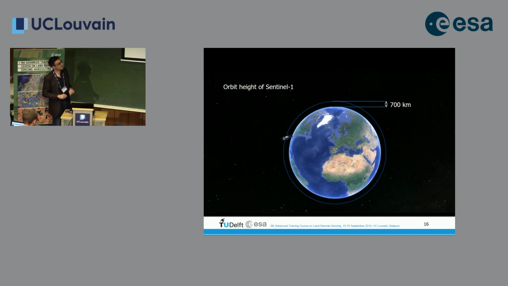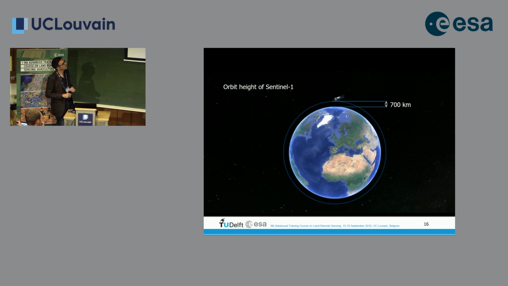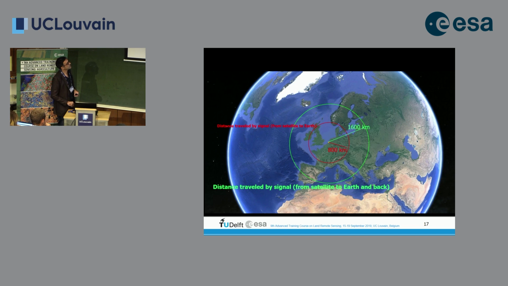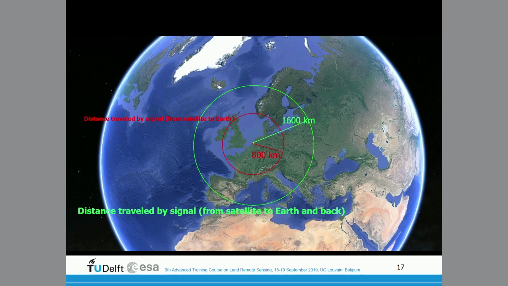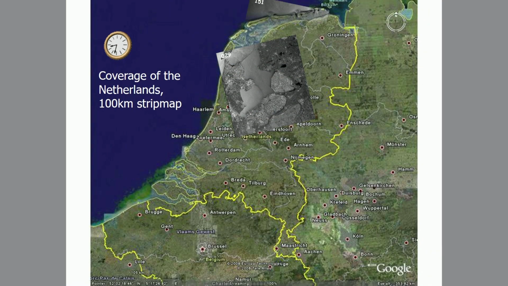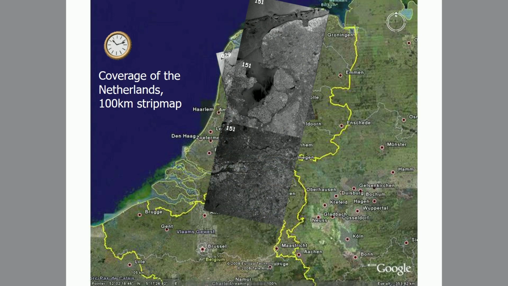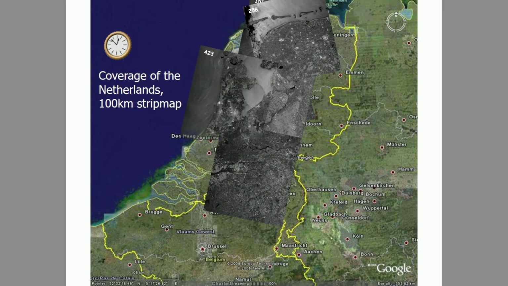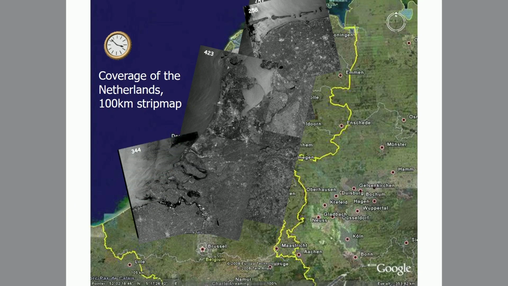Here actually it's still exaggerated a little bit. It's even closer. And we're flying around the Earth while it is orbiting, of course. Now these distances here are expressed over here. So this is 800 kilometers, 1600 kilometers. This is about the range that the signal has to travel forth and back from the satellite to the ground. Now, the descending and the ascending orbits ensure that we can cover the Earth with a certain repeat interval.